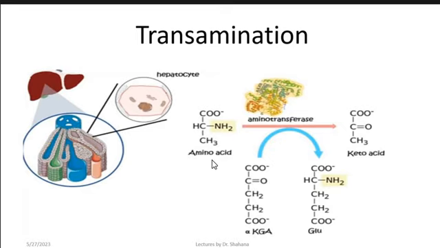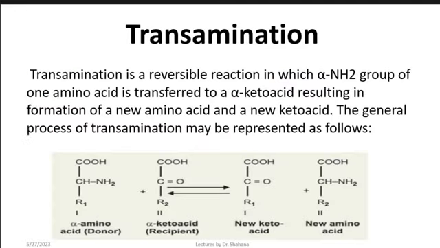This is the amino acid having a carboxylic group and an amino group, and aminotransferase will produce a keto acid. This all occurs in the hepatocytes. It's a reversible reaction in which the alpha amino group of one amino acid is transferred to an alpha keto acid already present in the body, resulting in the formation of a new amino acid and a new keto acid. It is the general process.